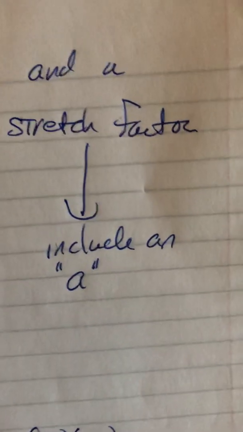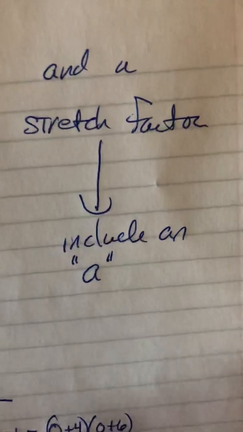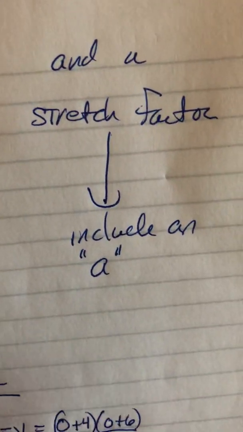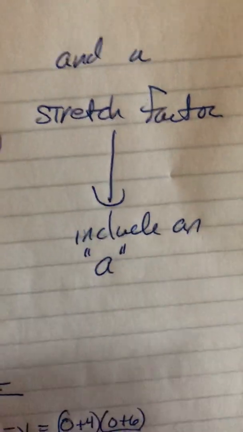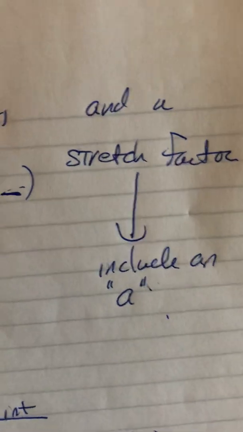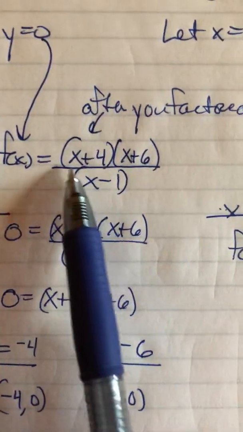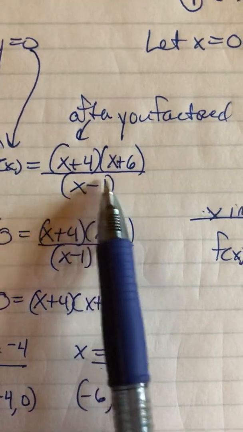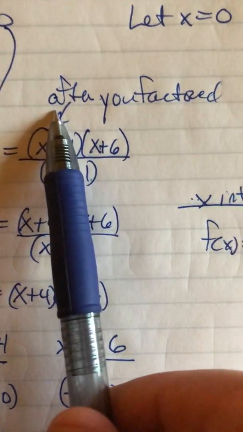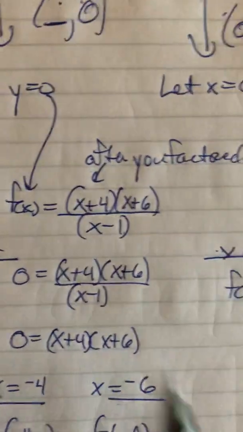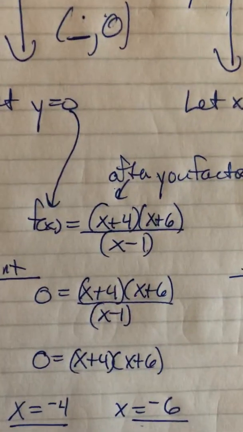And then the last thing we're going to talk about is this. If you're given a value or an ordered pair where the graph goes through, then they're expecting you to find the stretch factor. And so we include this A. We'll talk about this last. So suppose our function is x plus 4, x plus 6, over x minus 1. And I put this note here after you factored. So you've factored the numerator, you've factored the denominator, and this is what you have.